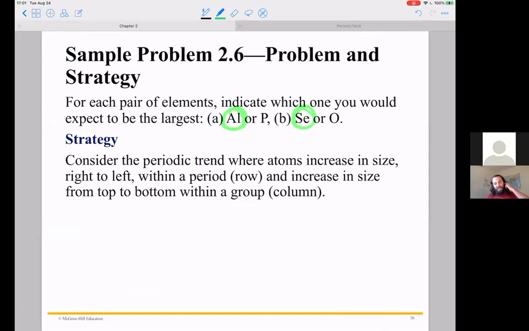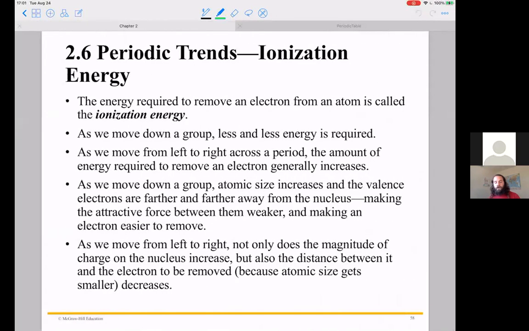So there are a few. This atomic size is kind of the easiest to wrap your head around because you can imagine atoms as little marbles and they're different sizes. The other two that we're going to talk about are a little bit harder to wrap your head around, but bear with me here. So the first one is called ionization energy. Ionization energy is the energy required to remove an electron. And in particular, we'll talk about the first ionization energy, which is the energy required to remove the first electron from a neutral atom.